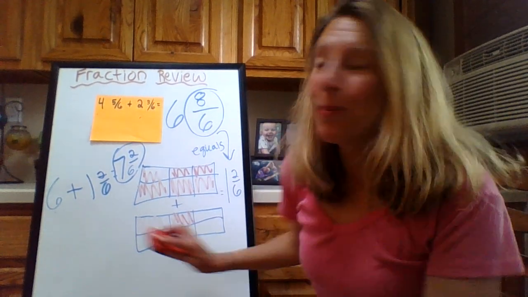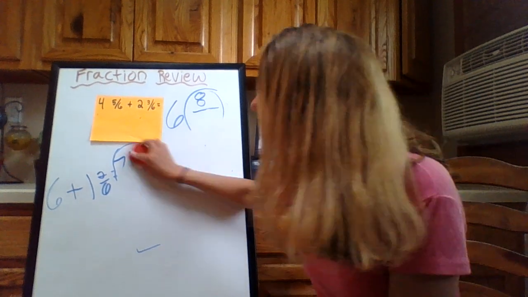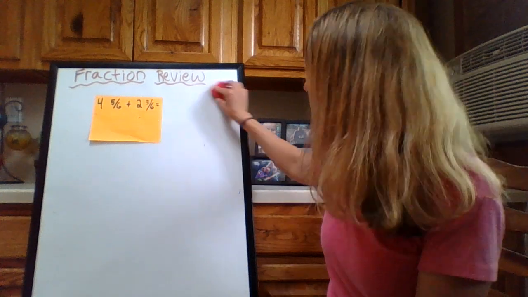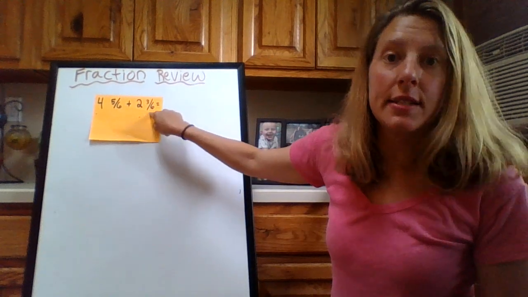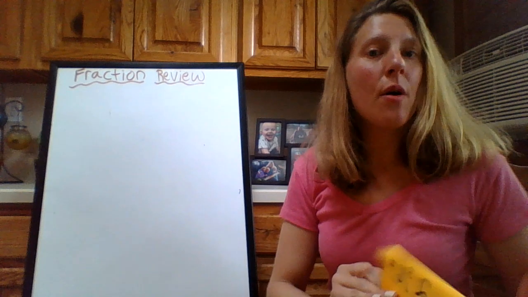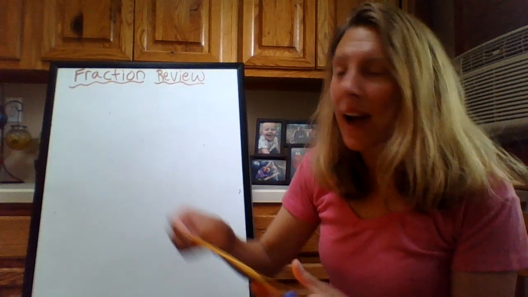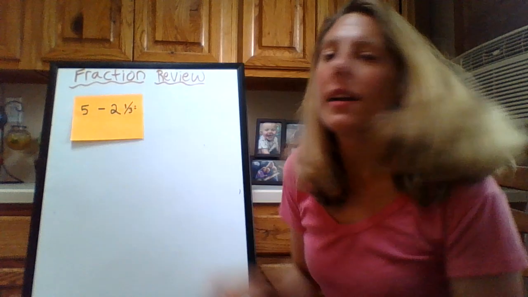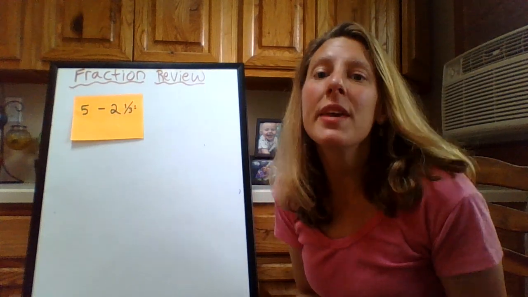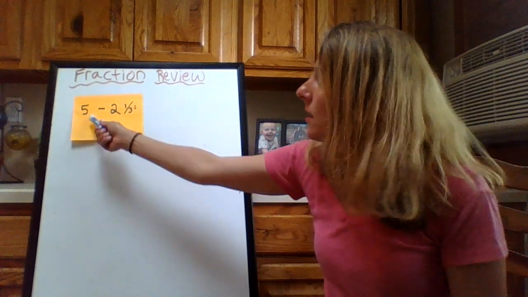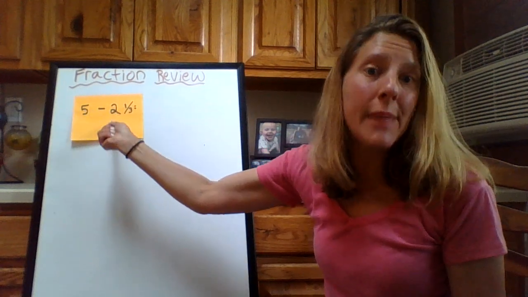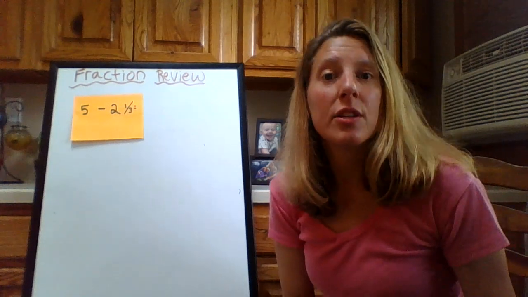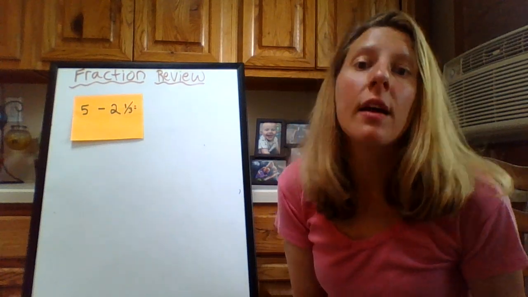My last problem. So I just reviewed how we add mixed numbers. Now I'm going to review how to subtract mixed numbers. And I gave you guys a tricky one because this problem has 1 whole number, 5, minus the mixed number, which is 2 1/3.